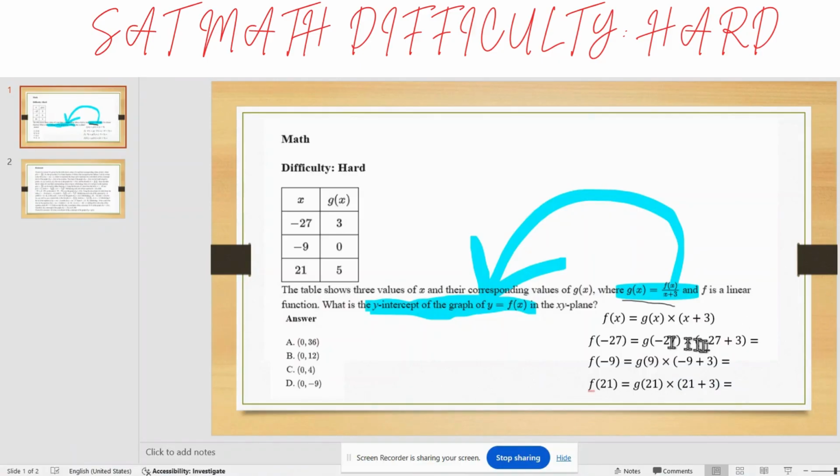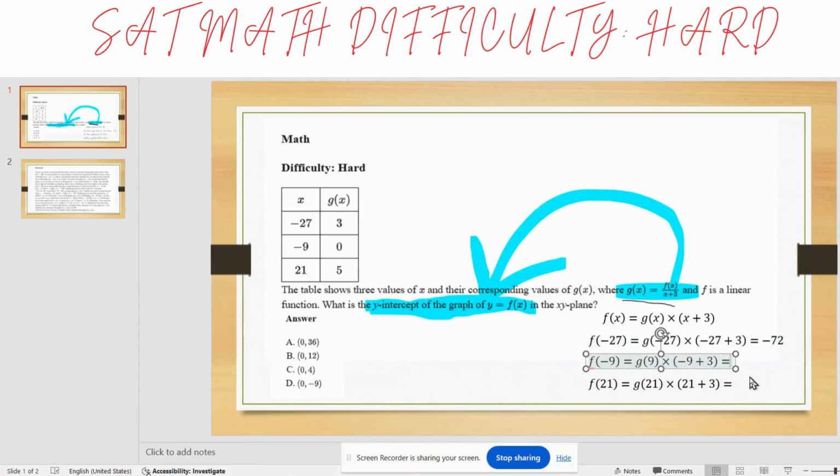So find out the answers from there. What do we know? Negative 27 plus 3 equals negative 24. And what is g(-27)? Negative 24 multiplied by 3. So now I'm going to use the calculator and find negative 24 multiplied by 3. So what do we get? Negative 72. From there we find the negative 72 for this one.